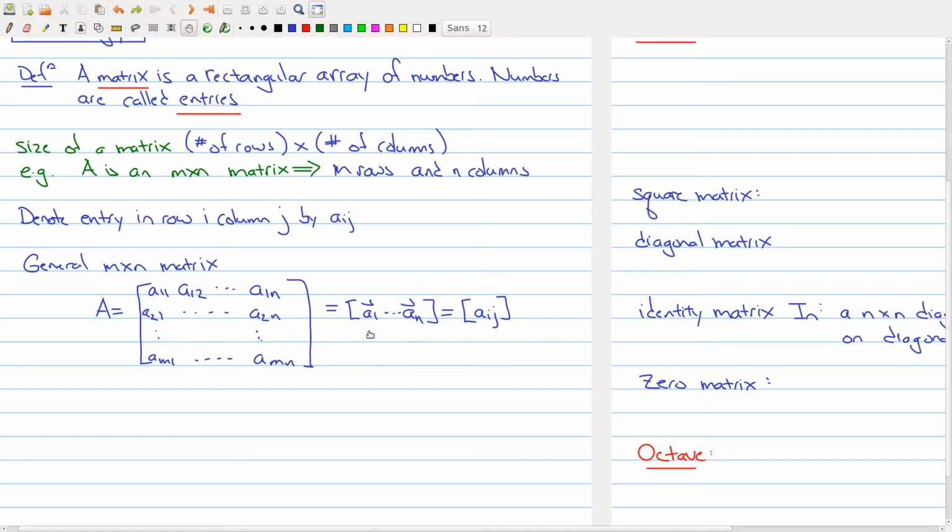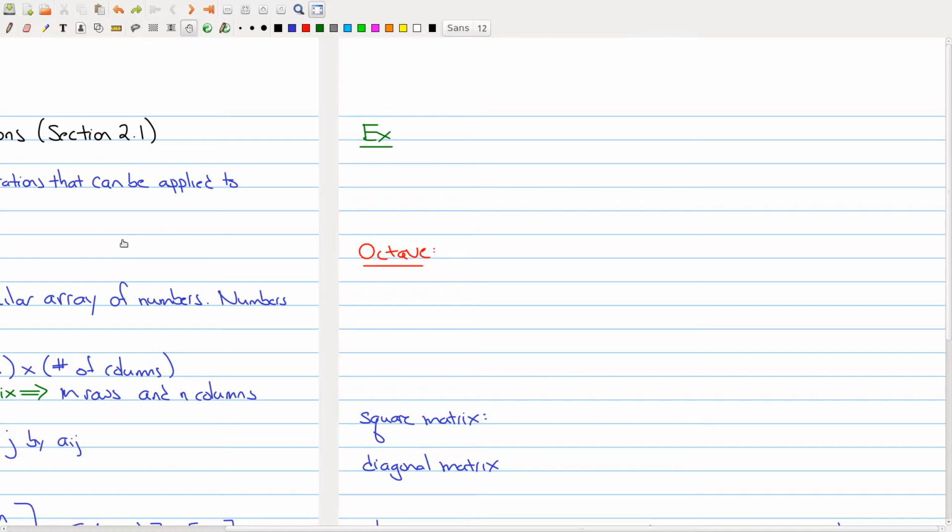I also may represent my m by n matrix as a series of n columns. We've seen this before in some of our previous lectures. Or we may write it in a short form where we write a sub ij to mean that these represent the particular entries. So there's a bunch of different ways to represent a particular matrix. Let me give you an example. I can write A as the matrix 1, 2, 3 in the first row and 3, 4, 5 in the second row. This is going to be a 2 by 3 matrix because I have 2 rows and 3 columns.